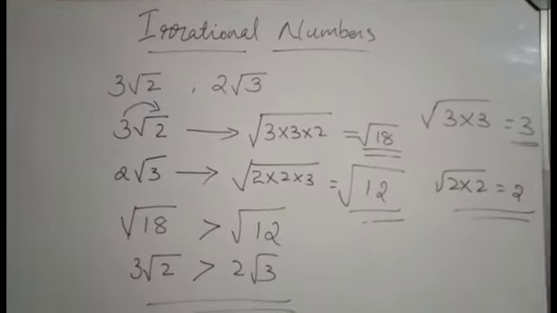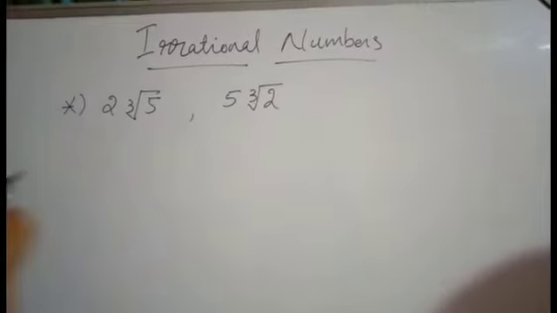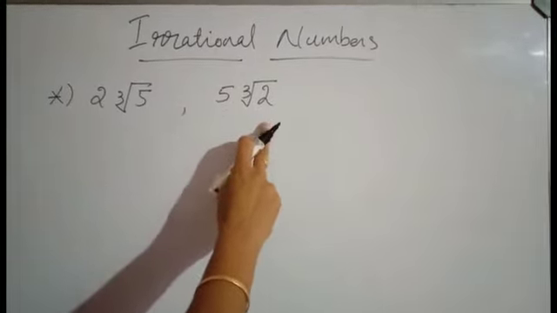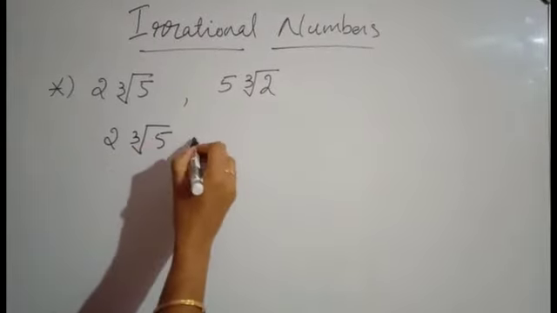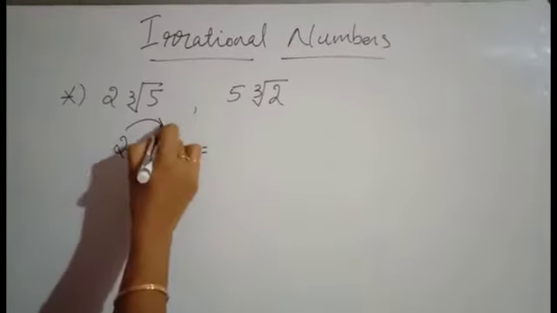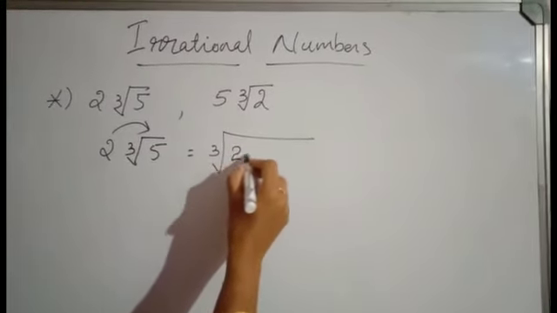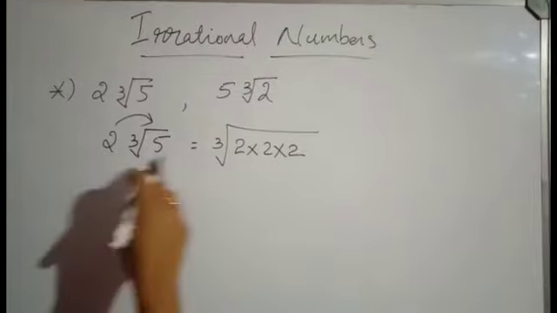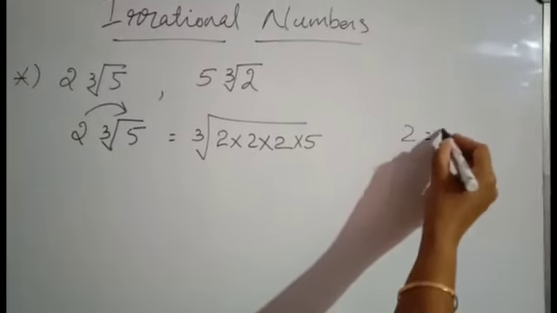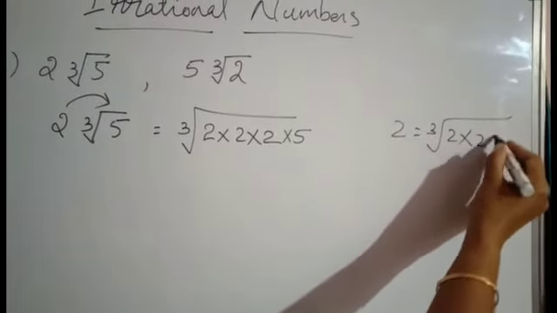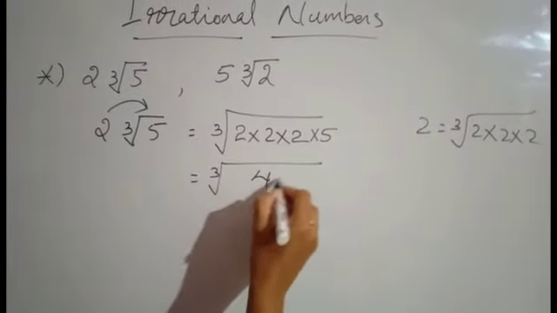Now let's consider another example. Consider 2 cube root of 5 and 5 cube root of 2. So let's find it out. 2 cube root of 5 is equal to, you need to bring 2 inside this cube root. Cube root of, how many times we need to write 2? 3 times, 2 into 2 into 2, since it is a cube root, into 5, because 2 is equal to cube root of 2 into 2 into 2. Now this is equal to cube root of 40.